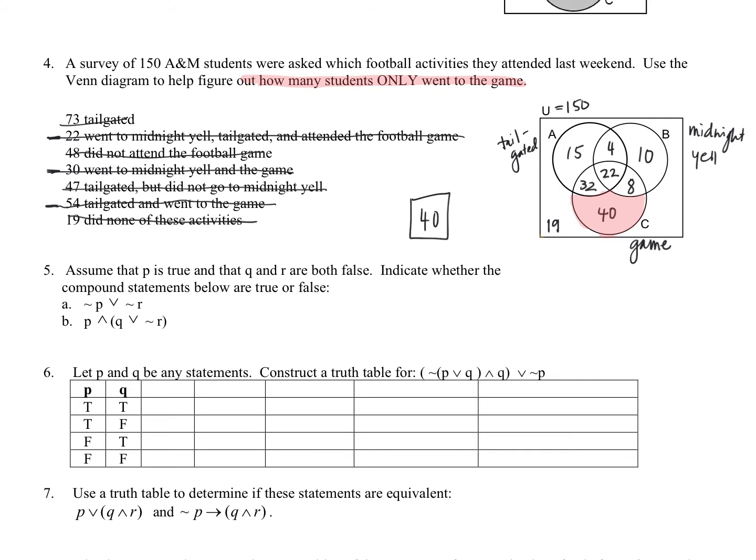Okay, so they could have asked other things, right? They could have asked, how many students only went to the midnight yell? Well, that would be 10, right? That's how many only went to the midnight yell. How many students only went tailgating? Well, that would be the 15. Right? So there are a lot of things they could ask you. This one asked you for the 40, so that's what we're giving them.